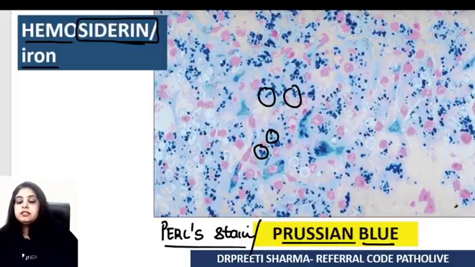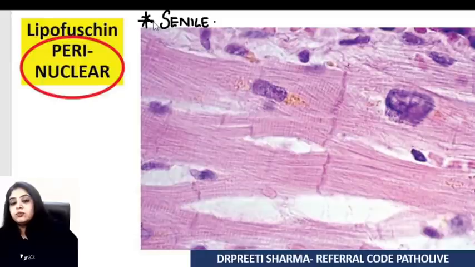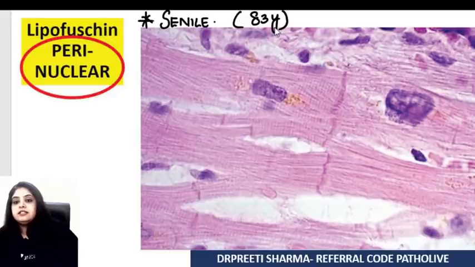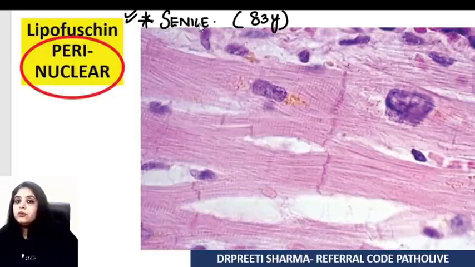Coming to the next pigment, which is classically identified by two things. Firstly, you will always get a history of a senile age group. So usually in the MCI exam, the most favorite history that they have is 83 years. For some odd reason, they really like giving the same age over and over again. So you'll always get a history of an elderly male or female. So that's the first thing, because the pigment that I'm talking about is a senile old age pigment known as lipofuscin.